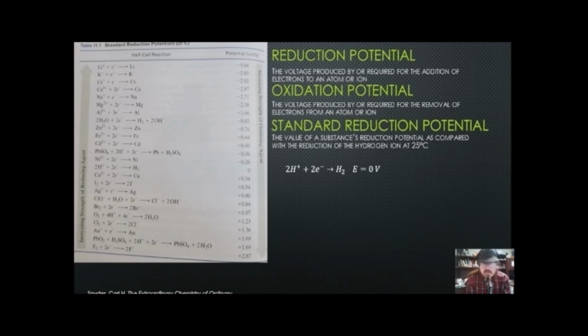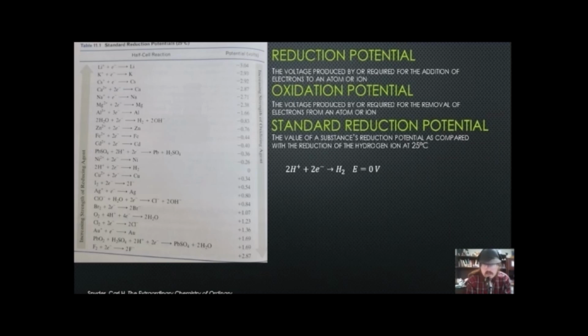The reduction potential is the voltage produced by or required for the addition of electrons to the atom or ion. So the potential to be reduced. And the oxidation potential is obviously the voltage produced by or required for the removal of electrons from the atom. The energy that it produces or requires to be oxidized.